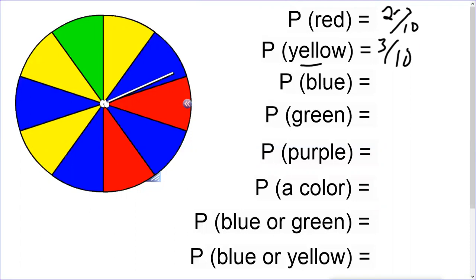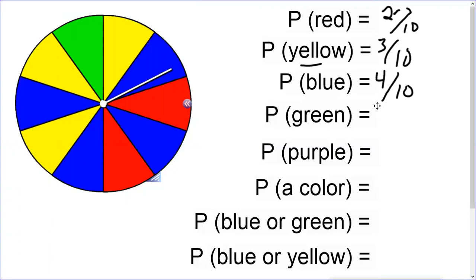How about a blue? Well, the desired outcome is blue, so there are 4 blue segments, 4 out of 10. There's a 40% chance that you'll land on a blue. Let's just find out what happens. Let me give it a good spin here. It did happen. Even though that was an unlikely event, it did happen.